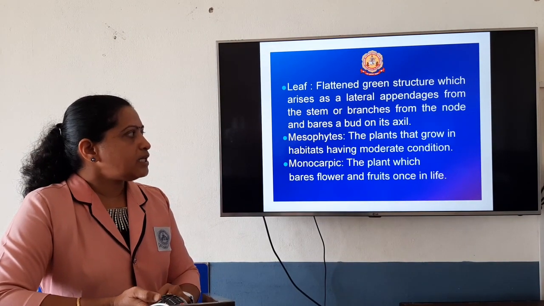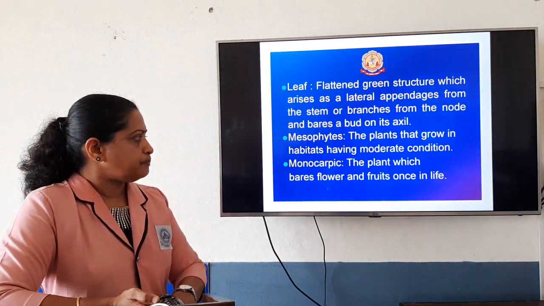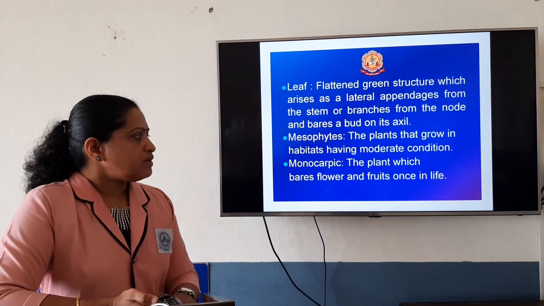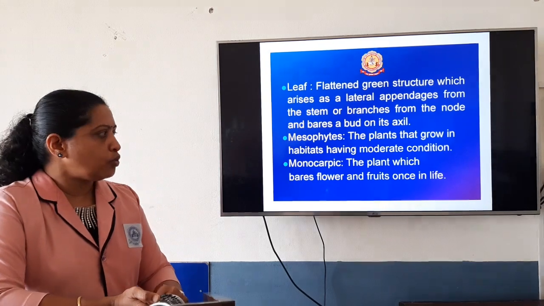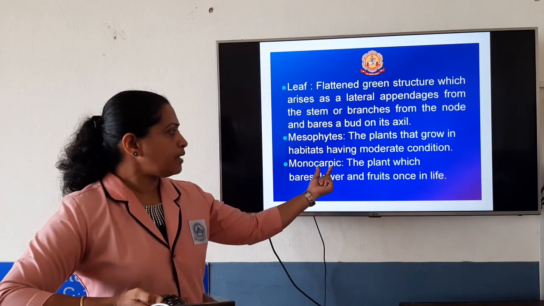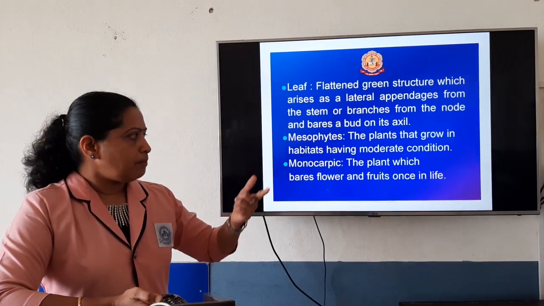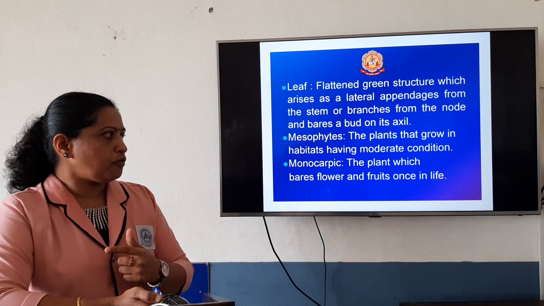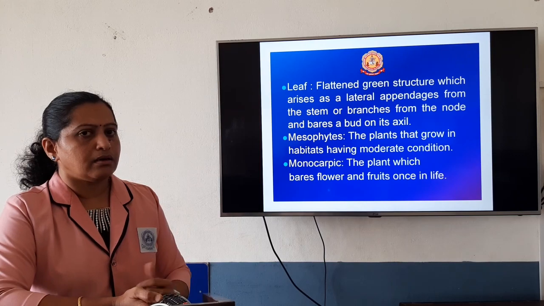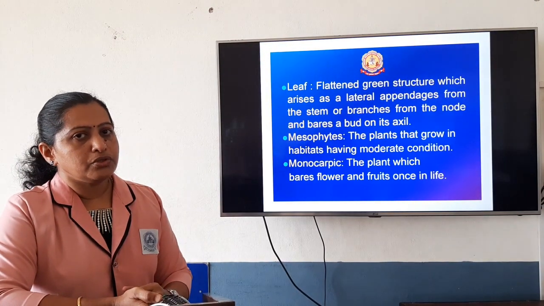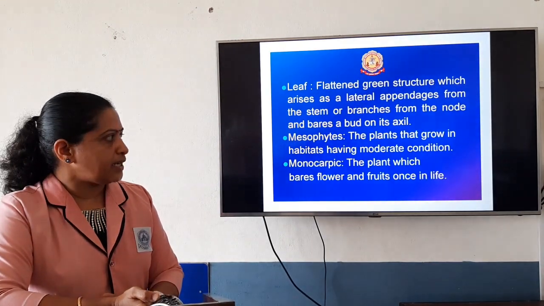Mesophytes. The plants that grow in the habitats where there is moderate condition are termed as mesophytes. Monocarpic. The plant which produces flowers and fruits only once in its lifetime is known as monocarpic. Usually the term carp refers to fruit. Mono is single. So the best example for this monocarpic plant is bamboo. Bamboo usually produces flowers as well as fruits only once in its lifetime.